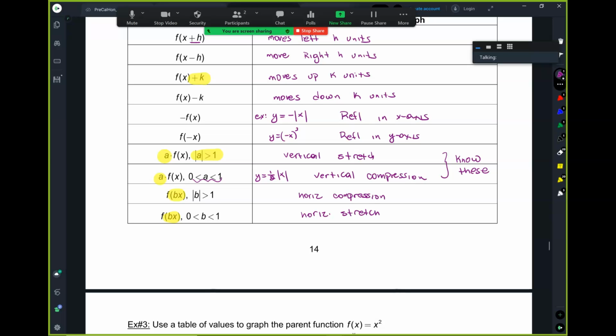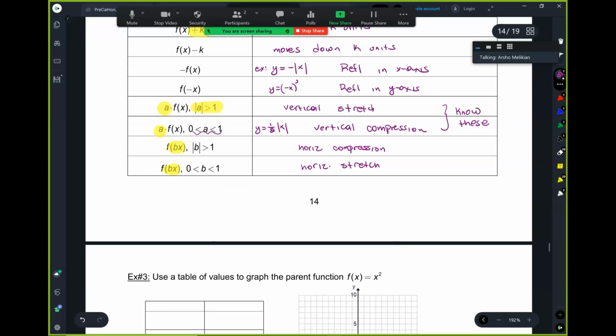The vertical stretch and compression, isn't a just the slope of the line? For absolute values, yes. And when you have parabolas, since it's not linear, we can't really talk about slope, so it's a little bit different. But yes, for absolute values, definitely the slope.